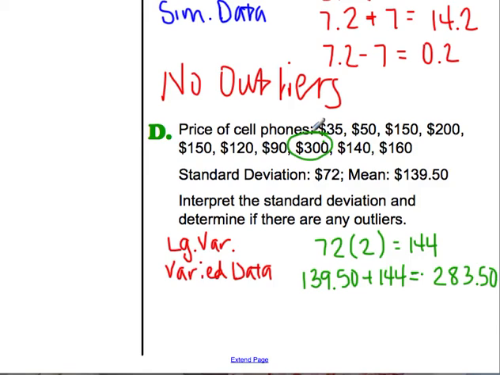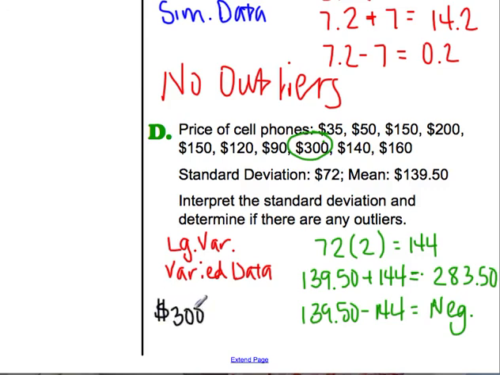Now when I look on the low end and take $139.50 minus $144, I don't even need to finish this because I'm going to get a negative value, and there were no phones, unfortunately, that they were going to pay you to take off their hands. So you wouldn't have an outlier on that end. But I can safely go ahead and say that $300 is an outlier.